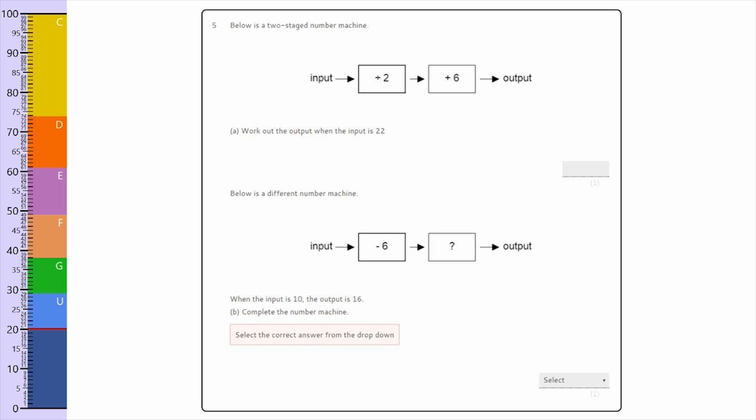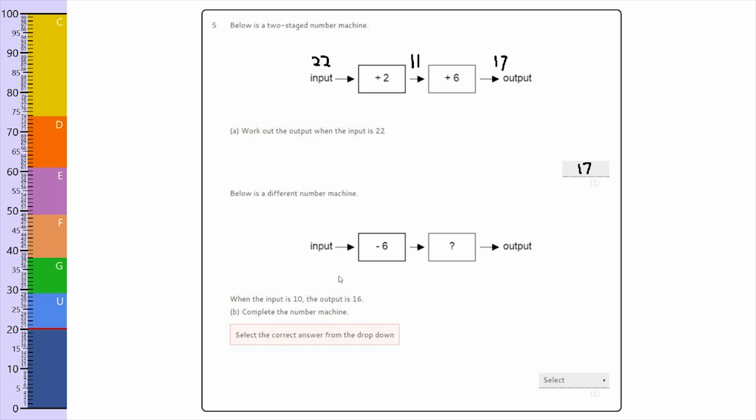Okay, so a number machine or a function machine question. Work out the output when the input is 22. So the input here is 22. We're dividing it by 2, so that will make 11. And if you think that's a plus 2, my apologies. And then we are adding 6, so that will make 17. So answer is 17.